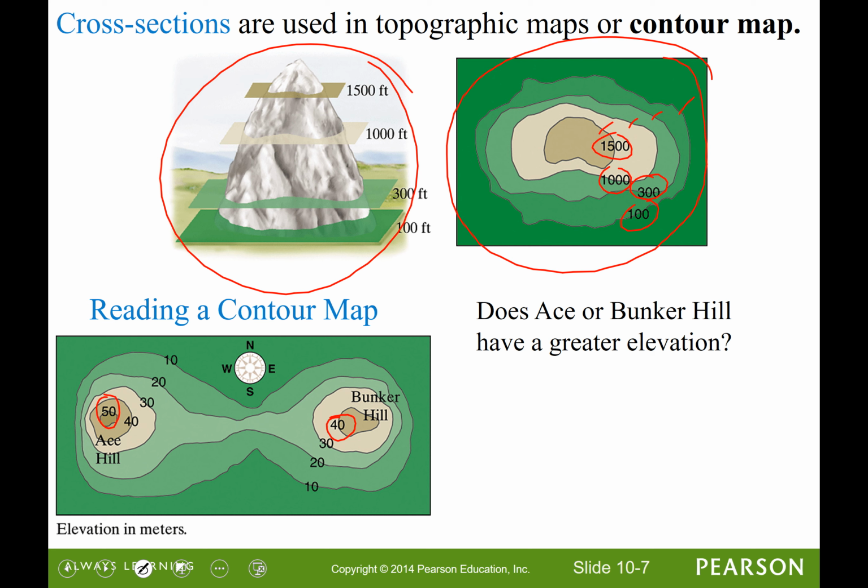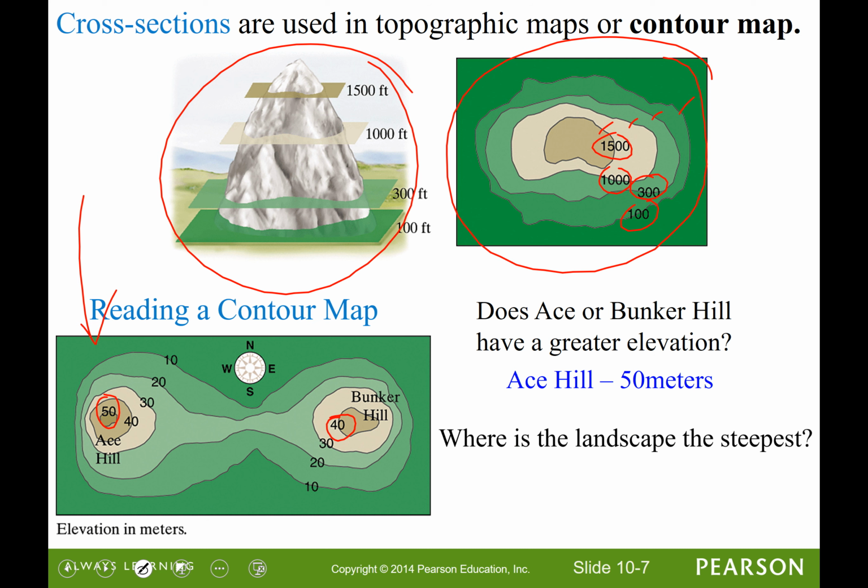So which one do you think? Does Ace or Bunker Hill have a greater elevation? And if you said Ace with an elevation of 50 meters, you got it right. Bunker Hill is only 40 meters in elevation, which is read on a two-dimensional map.